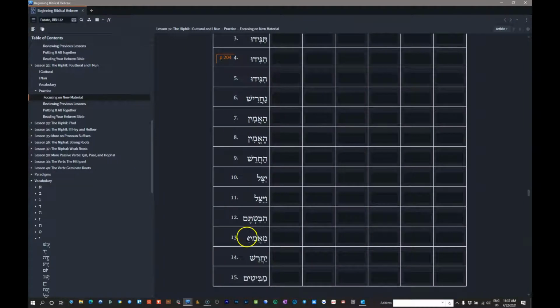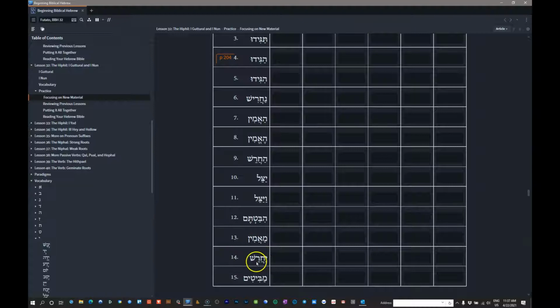All right, number 13. Here we've got a mem patak prefix. That's a very good indication that we're looking at a Hiphil participle. We've also got the hirik yod. This is going to be a Hiphil participle, masculine singular because there's no suffix.